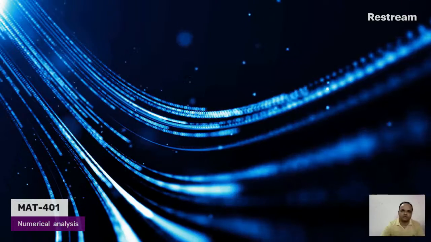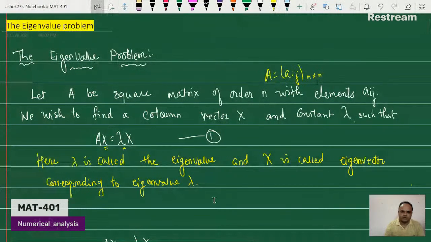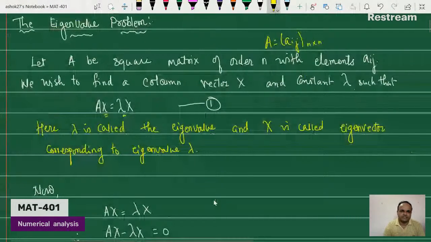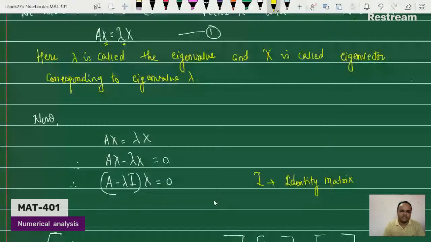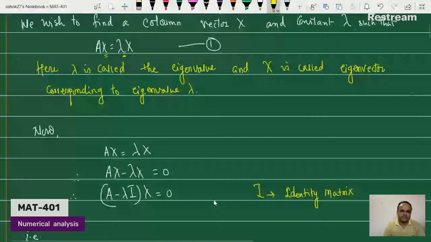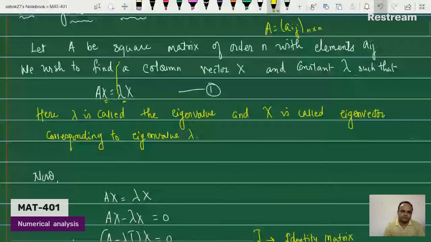The eigenvector corresponding to a lambda. So if x and lambda satisfy this equation, Ax equal to lambda x, then this x is called eigenvector, and this lambda is called eigenvalue. So this is the definition of eigenvector and eigenvalue.